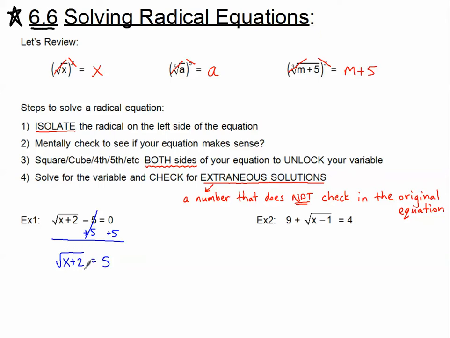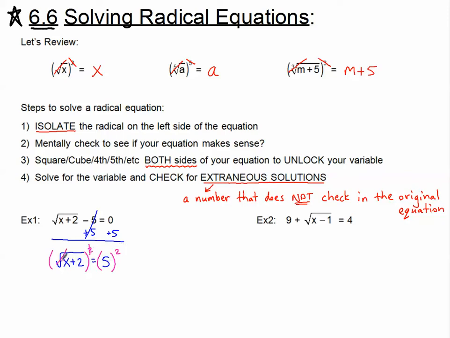It's isolated. I like to mentally check to see if this can happen. What I mean is, can we have a square root that is equal to 5? Well, yeah, of course. The square root of 25 equals 5, so this is able to happen. So to undo a square root, I'm going to square. I'm going to put parentheses around the entire left side and square. I'm going to put parentheses around the entire right side and square. We're going to square both sides.